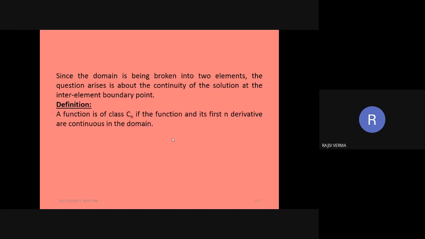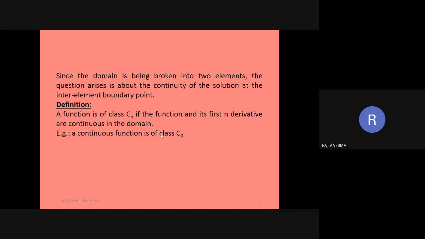A function is of class Cn if the function and its first n derivatives are continuous in the domain. I am repeating the definition at the moment. A function is of class Cn if the function and its first n derivatives are continuous in the domain itself. And this definition is going to be explained with respect to two examples.